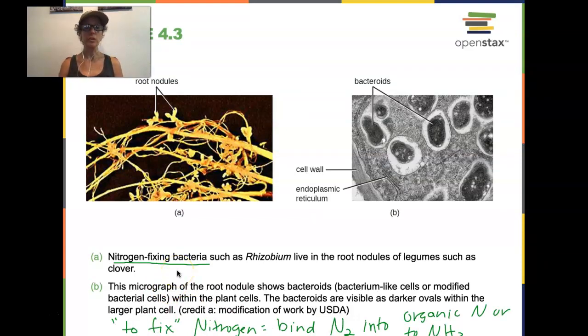Nitrogen-fixing bacteria are critical to life on Earth. Here they're shown in root nodules. And to fix nitrogen means to bind that nitrogen gas. That is actually the primary gas in our atmosphere. Oxygen is present and we need it, but N2 nitrogen gas is the most abundant gas in our atmosphere. However, we can't really use it in that format. So these nitrogen-fixing bacteria can take in that nitrogen gas and reduce it by adding hydrogens and make it ammonia, NH3. And then NH3 can be incorporated into molecules like nucleic acid and protein.